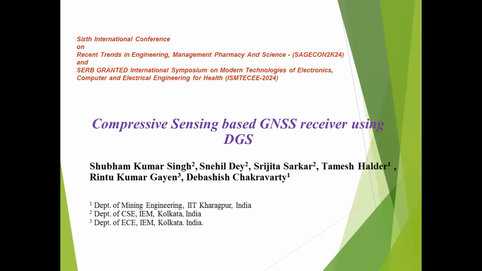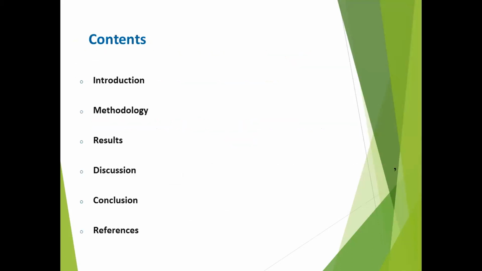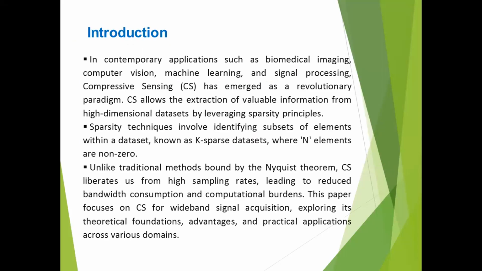This paper works on a compressive sensing based GNSS receiver using DGS, or dynamic group sparsity. What is compressive sensing? The outline is introduction, methodology, result, discussion, conclusion, and reference. Compressive sensing is nothing but what we nowadays call an autoencoder or encoder.